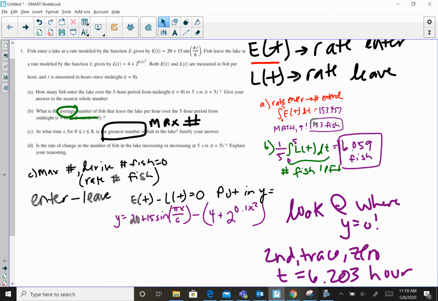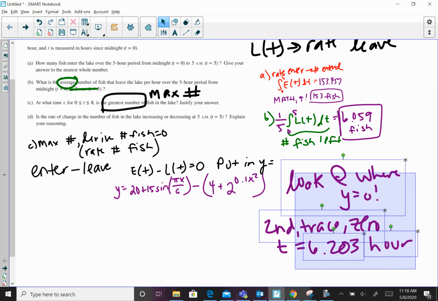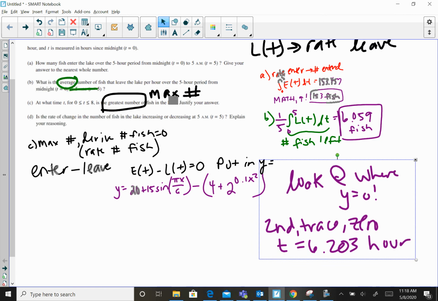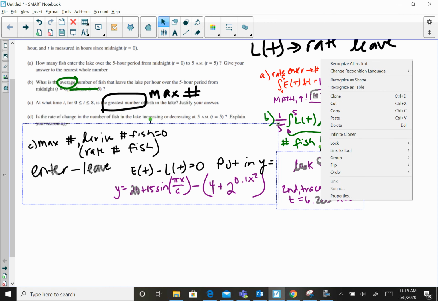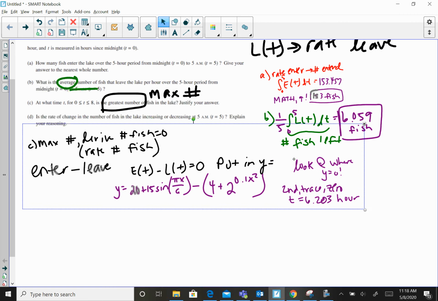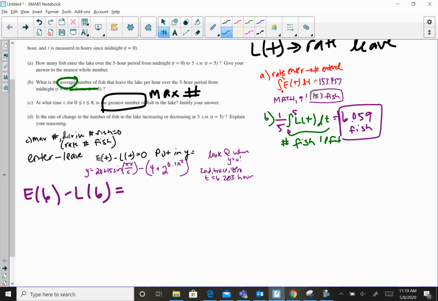Okay, so to justify that this is a maximum, I'm going to make this fit. Make it smaller. And then make it fit. You can make a sign chart and look at either side and show that it switches from one to the other. Or you can just plug in a number on either side of that. You could do E of 6 minus L of 6 and see what that is.